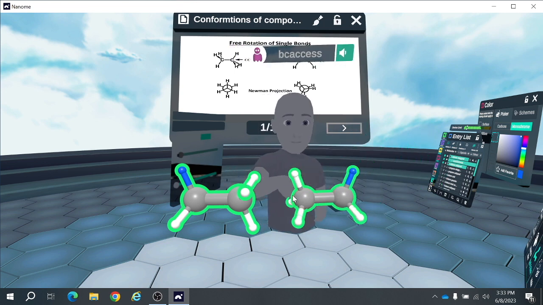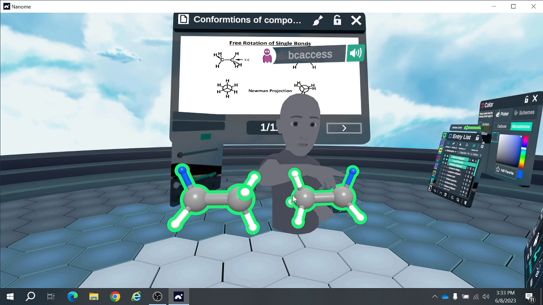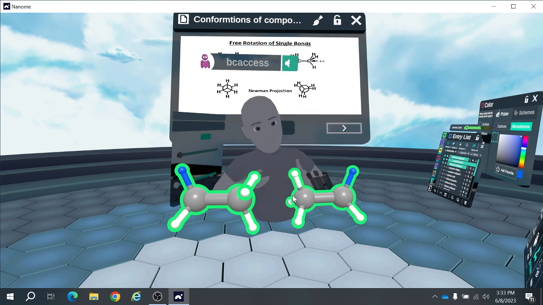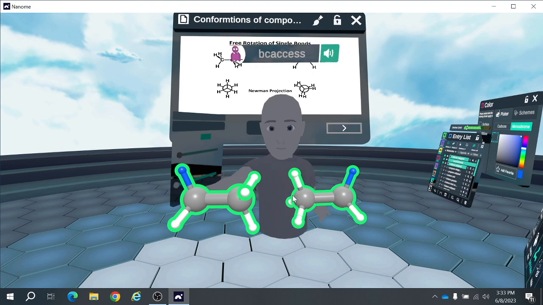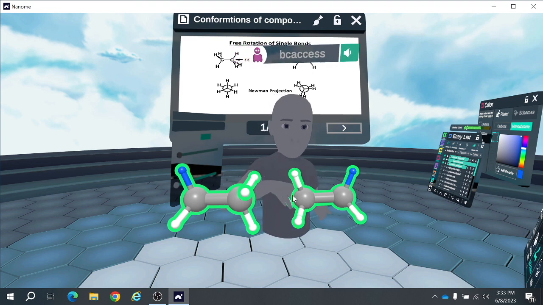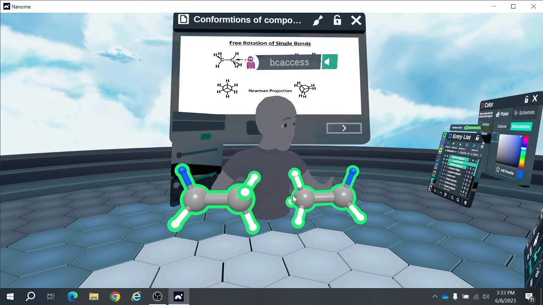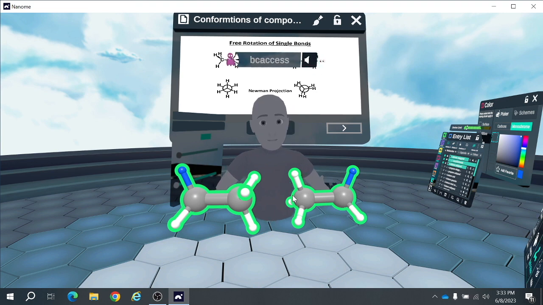This, the eclipse form, is a high energy conformation. Why? Because the electrons from this white hydrogen and the blue hydrogen are as close as they can be. So in terms of potential energy, this one is low and this one is high in potential energy. Okay? All right, so that's my quick introduction to conformations, eclipsed and staggered.